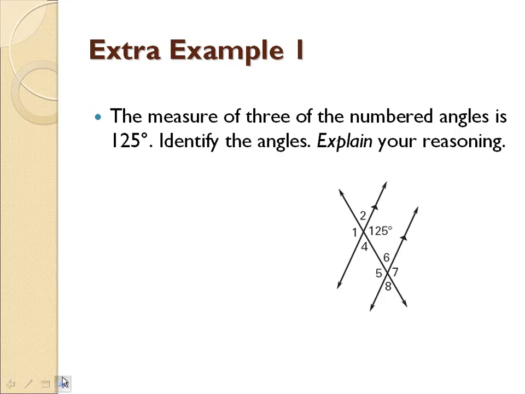Okay, welcome back. The measure of 3 of the numbered angles is 125 degrees. Identify the angles and explain your reasoning. So if this one's 125, quickest, easiest one that I can think of is this one as well. Angle 1 is 125. And that's by the vertical angles congruence theorem.